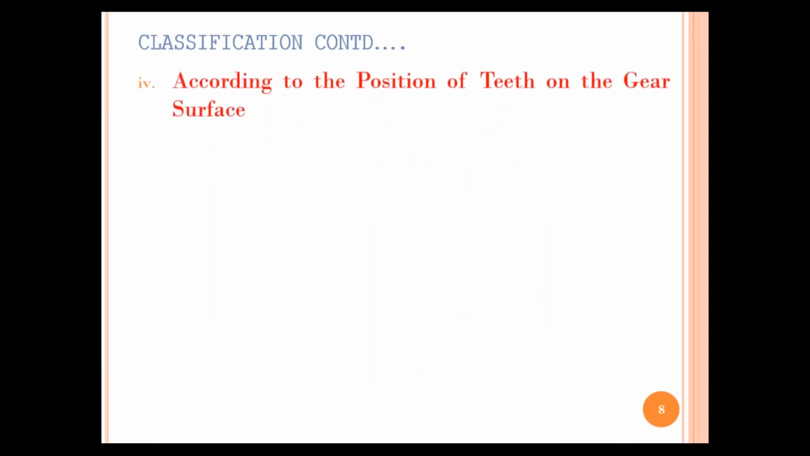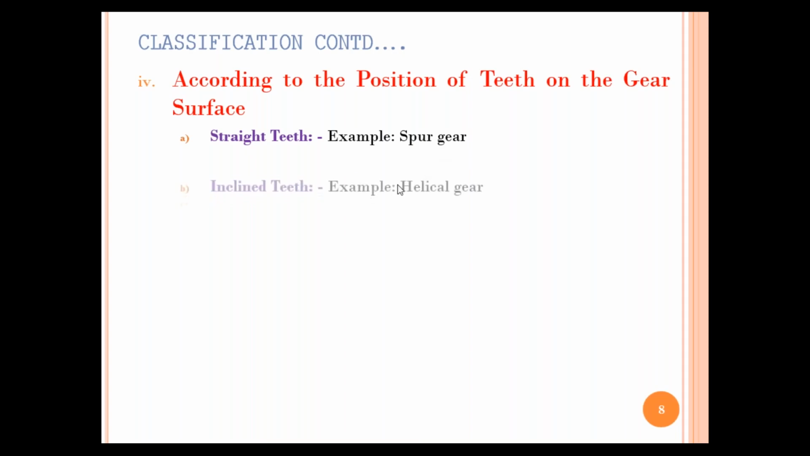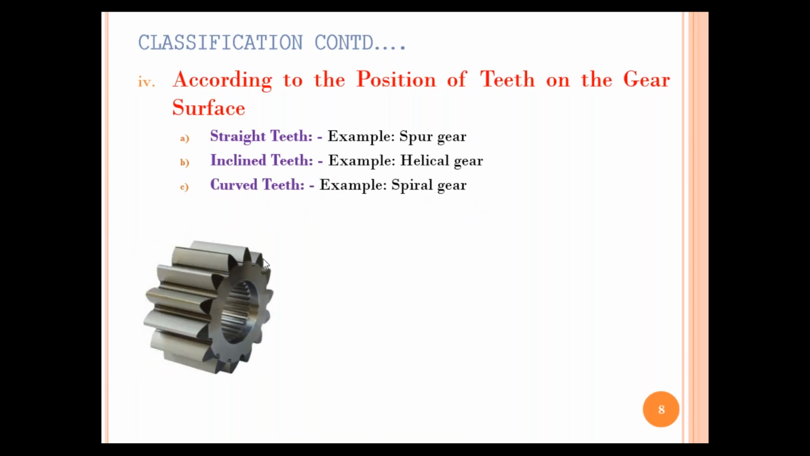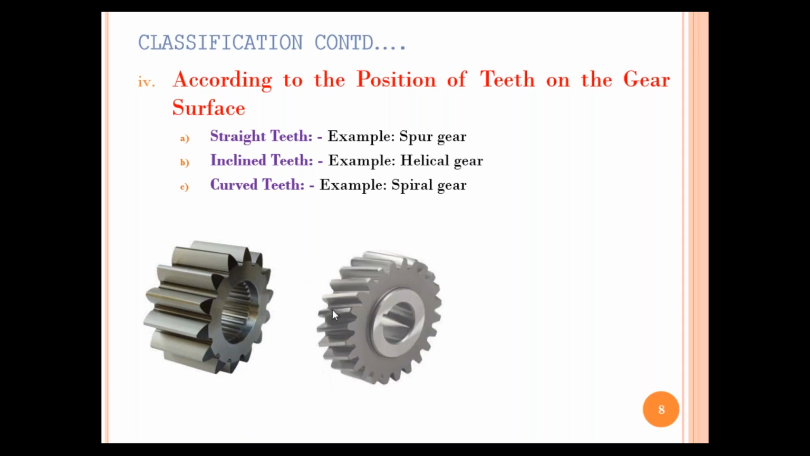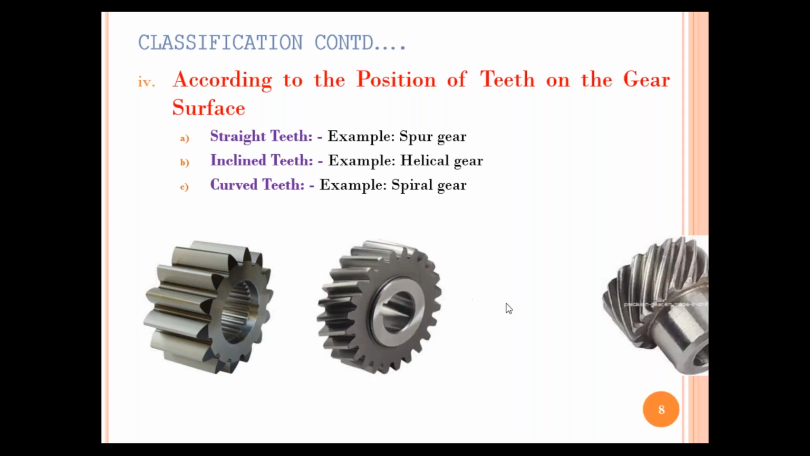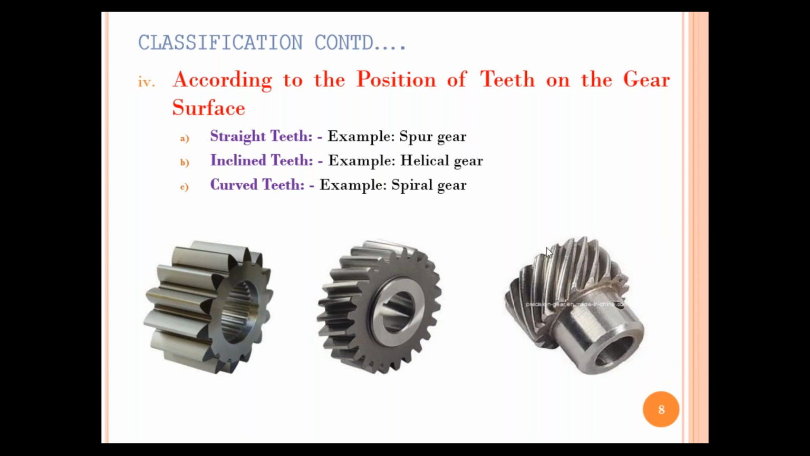And the last type of classification, it is according to the position of teeth on the gear surface. The first one is straight teeth. Example, spur gear, inclined teeth, helical gear, curved teeth, spiral gear. So this is the spur gear. You can observe this has a straight teeth. Helical gear, it has an inclined teeth, and this is a spiral gear. It has a curved type of teeth.